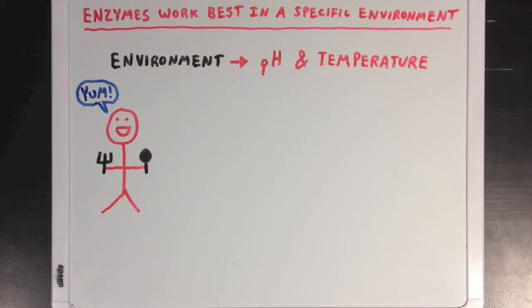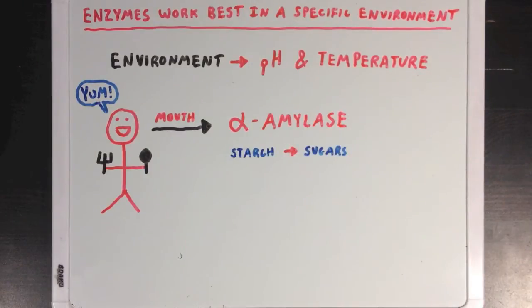So first, the food will be in his mouth, and one of the enzymes found inside a human's mouth is called alpha amylase, which is responsible for breaking down complex carbohydrates like starches into small, simple carbohydrates like individual sugars. And alpha amylase is able to work well in your mouth since it functions best at a pH of around 7, which is about the same pH as a human's mouth.